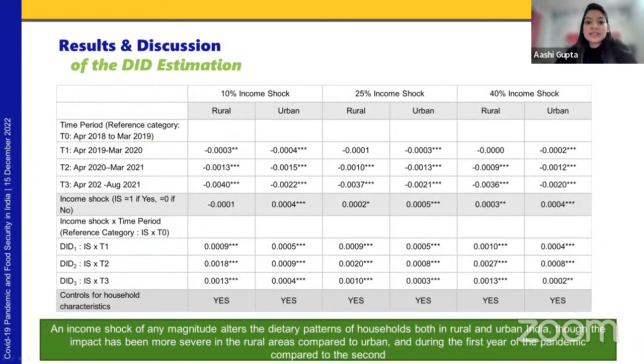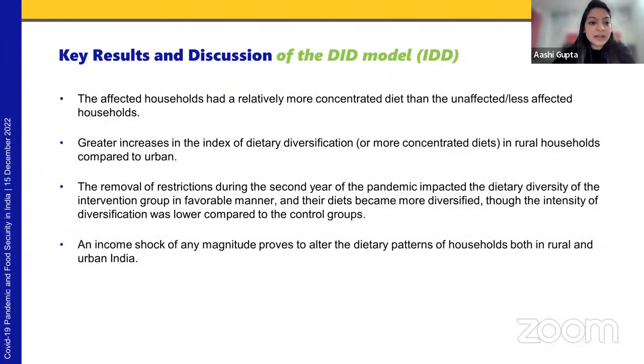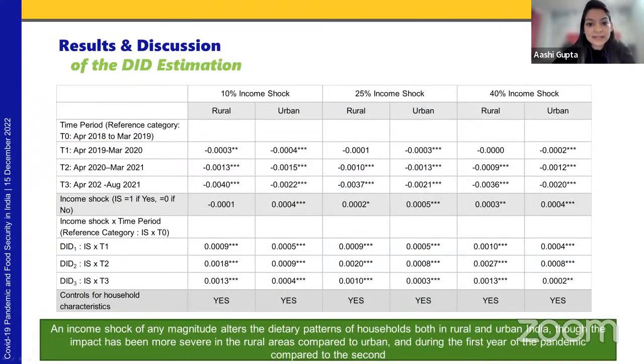Moving on to the results of the DID specification that we employed in our third model. We present the results for rural and urban areas for the lowest threshold, that is 10% income shock, the highest threshold, that is the 40% income shock, and the 25% threshold. The results for the other thresholds are available in the full paper, and we restrict our comments to the coefficients of time dummies and income shock variables based on DID estimators.